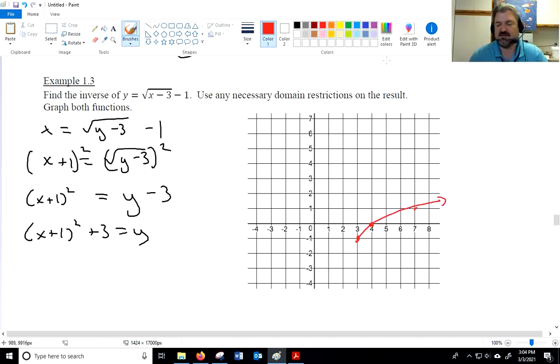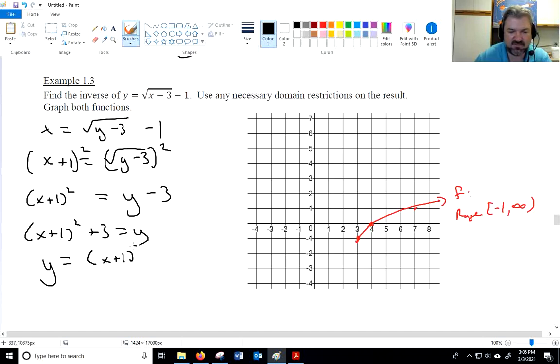And as you can see, the range, since the square root always evaluates to a positive or 0, the lowest value y can be is negative 1. So we have a range of f of negative 1 to infinity. I need to make sure that I have a domain of that over here, because that's the rule. So y is equal to, I said f, but it's y, x plus 1 squared plus 3, and I need to limit the domain to x greater than or equal to negative 1.